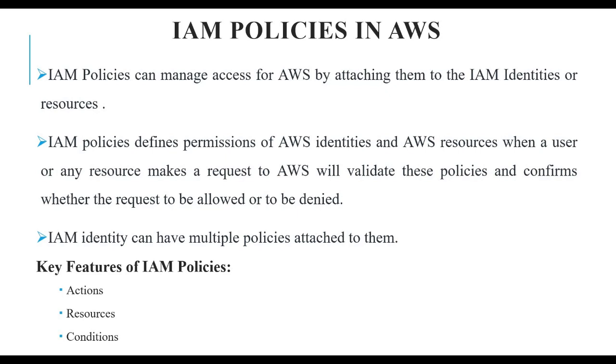It can be denied. An IAM identity can have multiple policies attached to it, and IAM policies in AWS define the permissions of the users, groups, roles, and resources, and they are evaluated on every request to determine whether it should be allowed or not. It also contains different types of IAM policies, like identity-based, managed policies, inline policy, resource-based, and session policies. The main key features of IAM policies are actions, resources, and conditions.